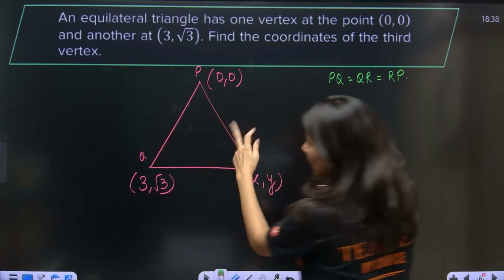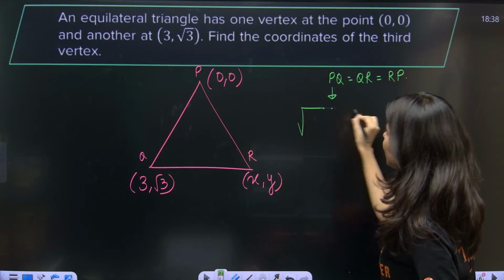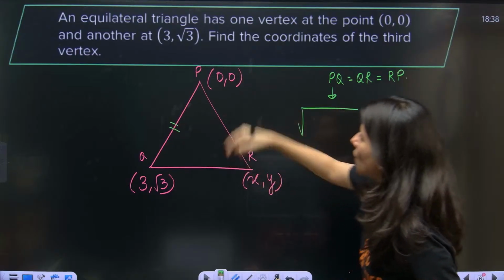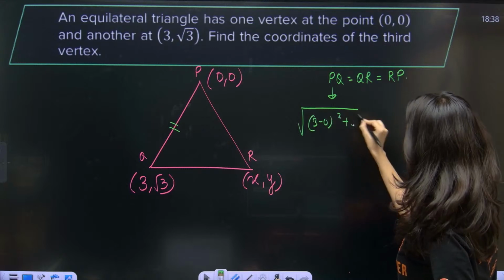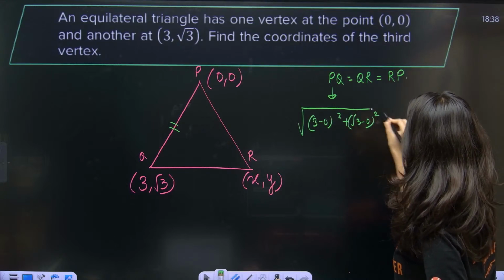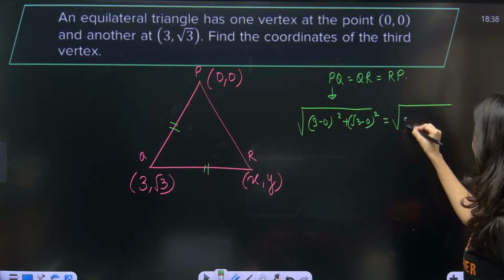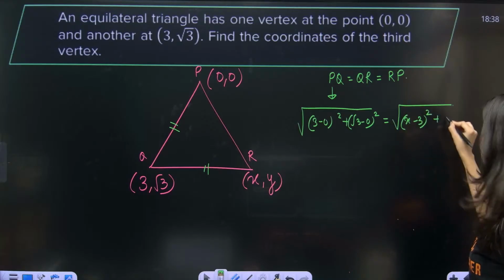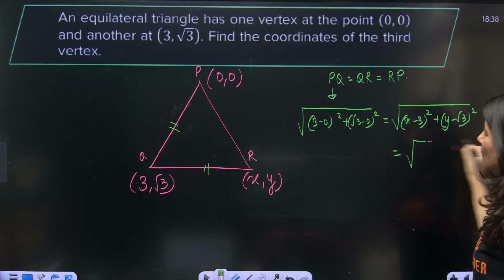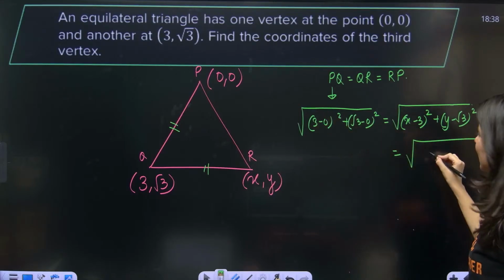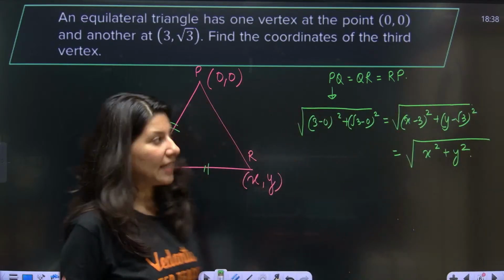Okay, let's see PQ. Now PQ, can anybody tell me what is PQ? So PQ is going to be the distance formula: square root of 3 minus 0 square, plus √3 minus 0 whole square. QR is the square root of x minus 3 whole square plus y minus √3 whole square. Now PR is nothing but the square root of x minus 0 whole square plus y minus 0 whole square. Everybody, any doubts, any confusion?